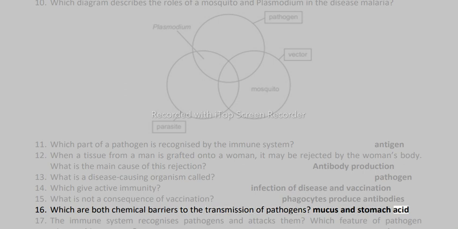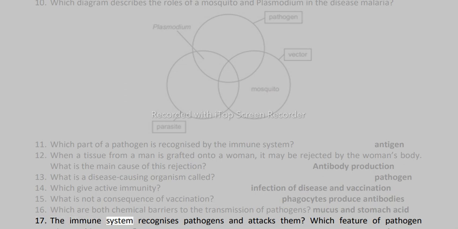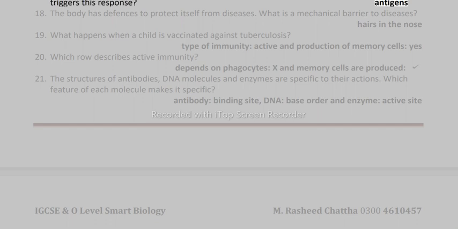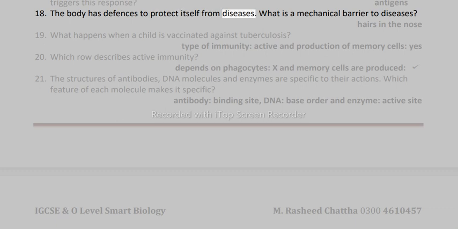Mucus and stomach acid. 17. The immune system recognizes pathogens and attacks them. Which feature of a pathogen triggers this response? Antigens.